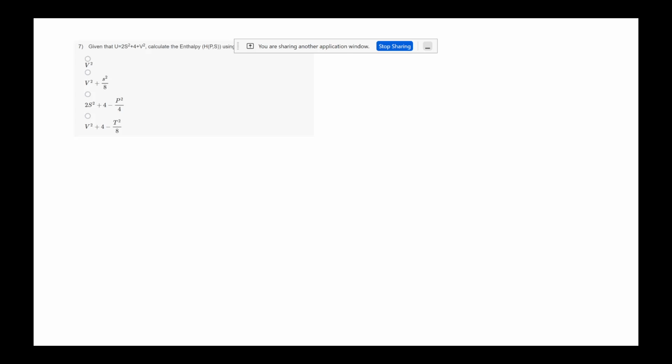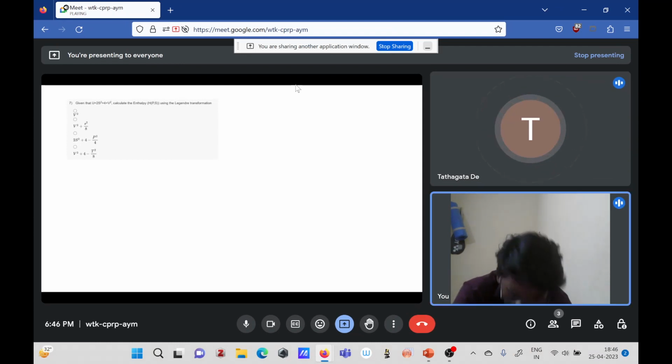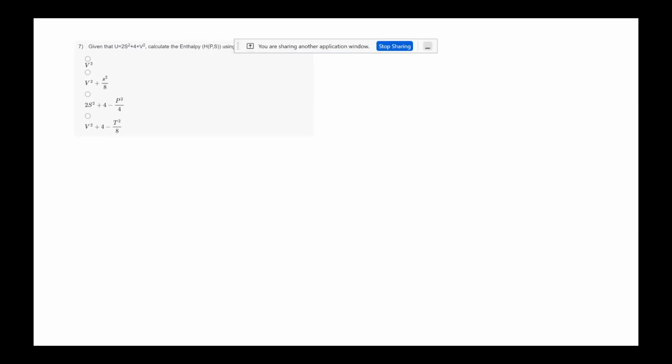So here we need to change the variable V. Applying the Legendre transformation, we can write U minus del U del V at constant S, times V, is equal to U plus PV, which is equal to H. As you correctly said, since we are changing V to P, we have to write P in terms of U and V. U is a function of V. Now P is minus del U del V at constant S, right?